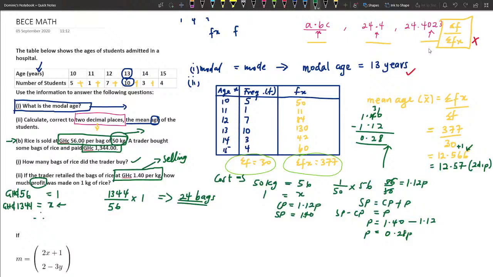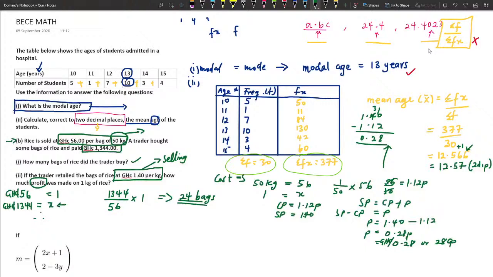Now, if you decide to state the money, when you do 0.28, then you have to bring Ghana cedi. Or when you do 28, you just have to bring GP, which is Ghana pesos. So let's take note of that. But if you do 0.28 pesos, some examiners may mark it for you.